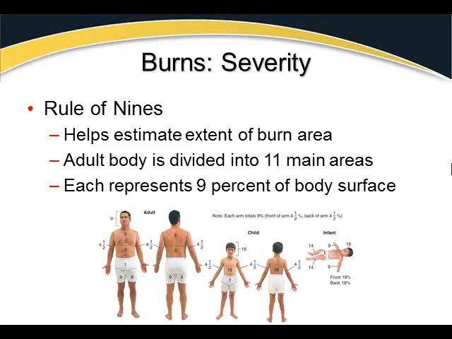This is different on the different sizes of patients that we deal with. We have kids that generally have larger heads, particularly infants. So we'll have 18% allotted to heads, and some is taken away from the legs. Arms generally stay about the same. Chest and abdomen stay about the same. So it's basically the legs that get stolen from.